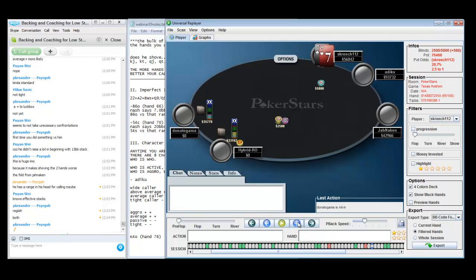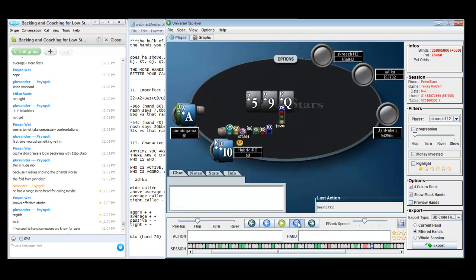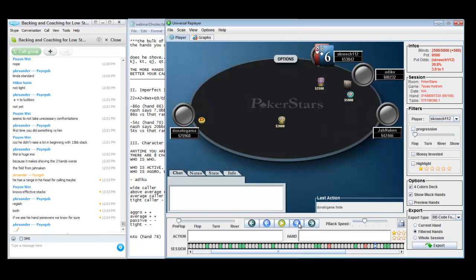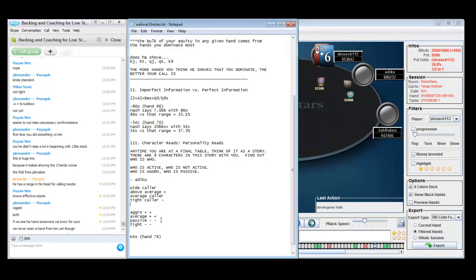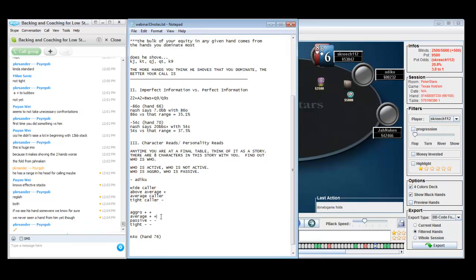Hero makes a great fold here. And here we are. We are back. So now we have this information. Okay, look. He's not tight. He's not passive. He's probably in between average and aggro from what we've seen, right? Let's call it above average aggression. Maybe it's in between average and aggro, above average.